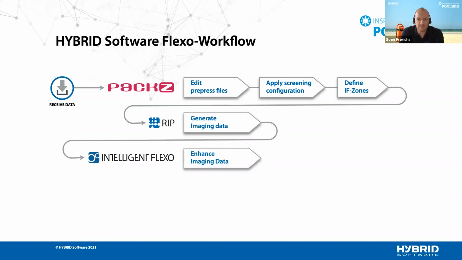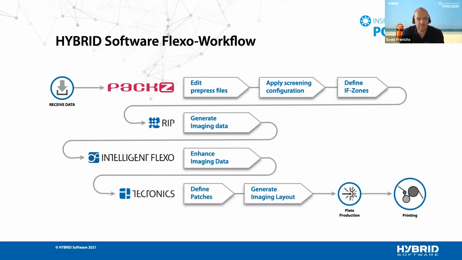The TIFFs that fall out of the RIP, they can be finished. This is something that we will do with Intelligent Flexo. And in the very end, when it comes to plate making, there will also be a part of the story about Tectonics, which helps you in efficiently using your plate material. As you can see, we offer solutions for the whole workflow, but that doesn't necessarily mean you have to combine all the different components that hybrid offers. You can really pick a single one if you like, or individual ones, and combine them with other components that you already have. So there is no strict way of combining everything.